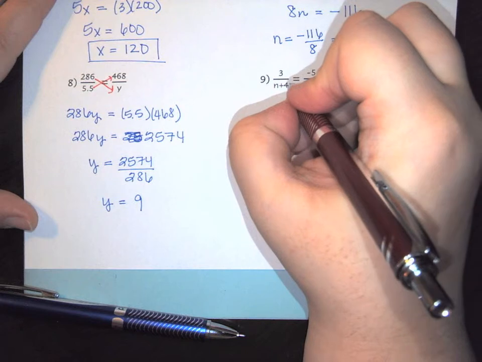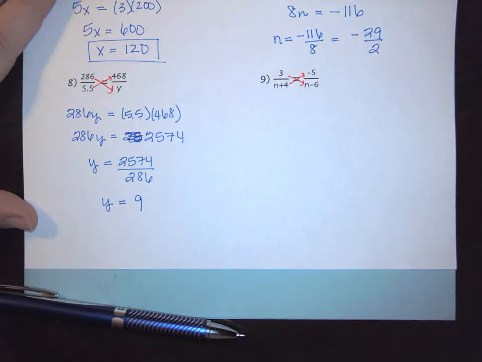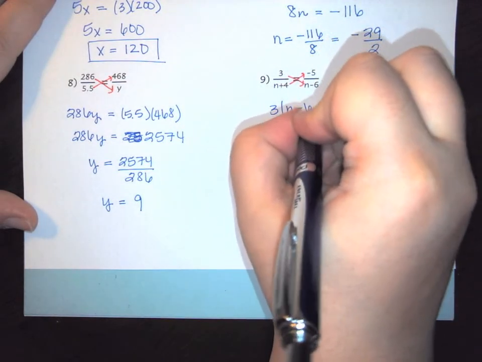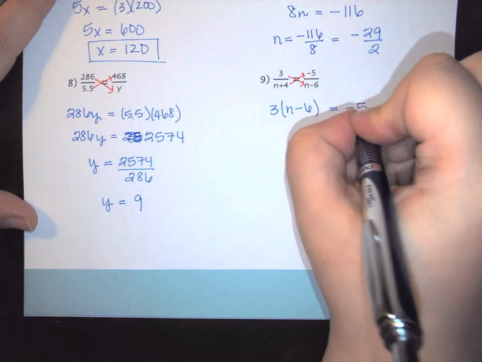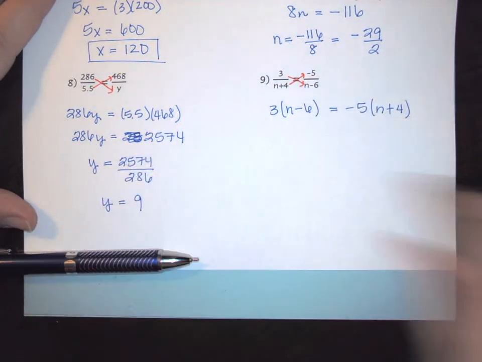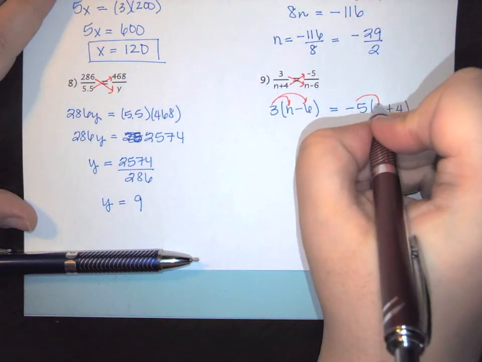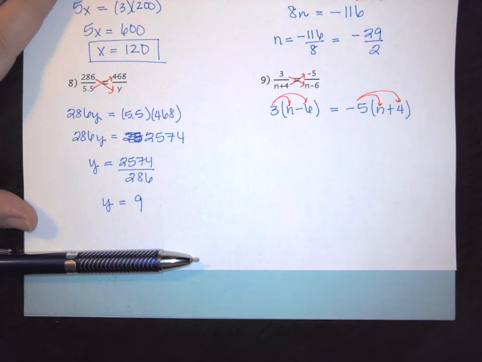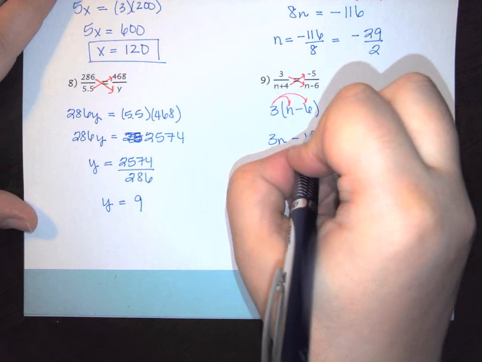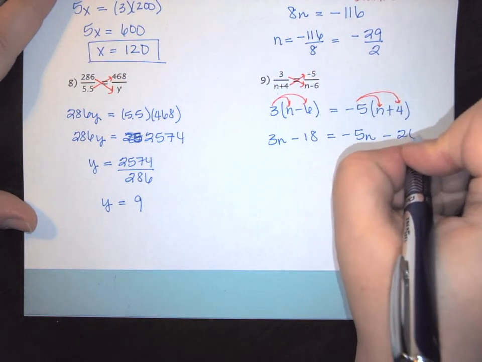Last, we're going to work with 2 expressions. However, the cross multiply is still the same. So we're going to have 3 times the n minus 6 is equal to -5 times n plus 4. So here we're going to distribute on both sides. So distribute the 3 of them through and distribute the -5 through. So here we're going to end up with 3n minus 18 is equal to -5n minus 20.